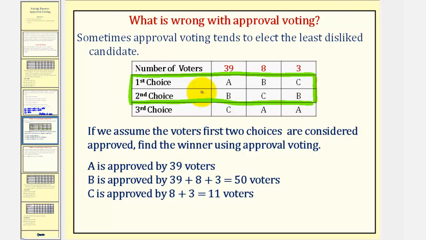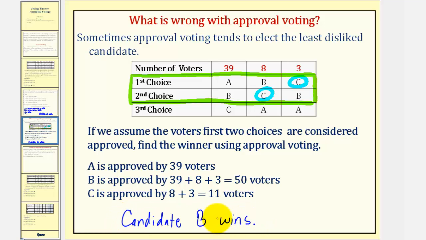Notice that candidate A is only approved here by 39 voters. If we look at candidate B, again, we're counting approval as the first or second choice, and therefore candidate B is approved by 39 plus 8 plus 3, or all the voters, and therefore candidate B is approved by 50 voters, again, all of the voters. If we look at candidate C, notice how candidate C is approved by 8 plus 3, or 11 voters. So under approval voting, candidate B would win.